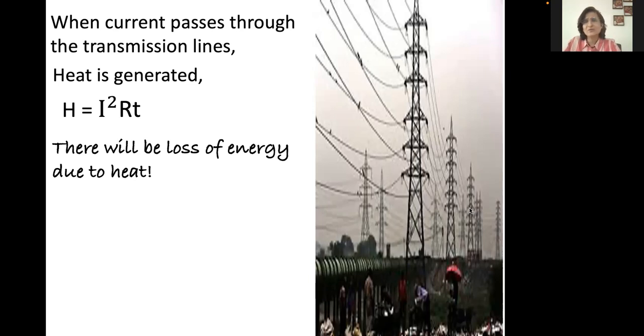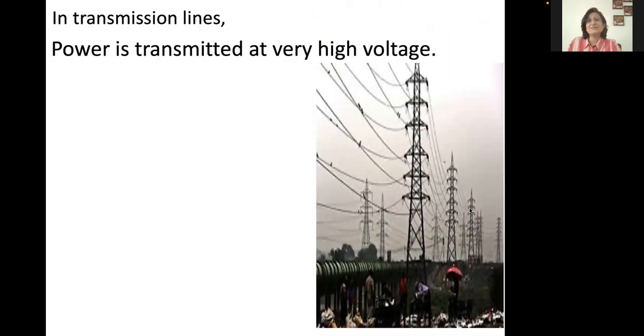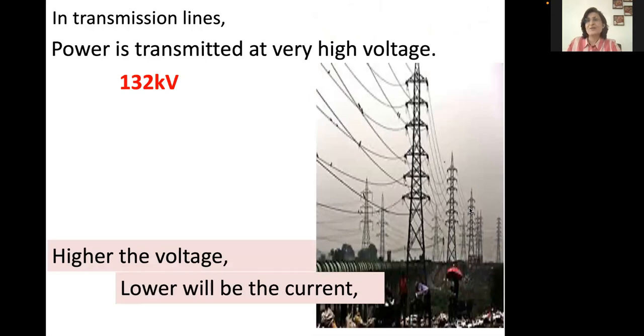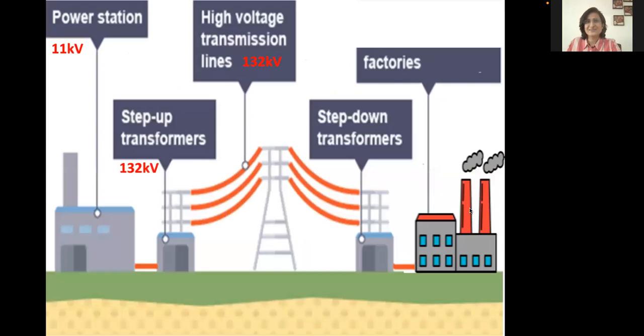We don't want our power, we don't want our energy to be wasted while it is traveling in the transmission lines, right? So in the transmission lines, power is transmitted at a very high voltage so that there is lower current, and because the current is low, the heat loss also will be minimum, right? But then it does not come to our homes at 132 kilovolts.